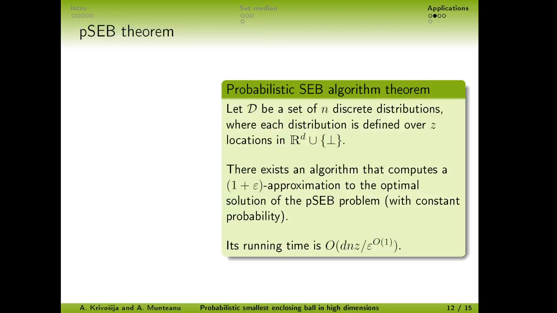We state now that there is a 1 plus epsilon approximation algorithm for the probabilistic smallest enclosing ball problem with constant success probability. Its running time is now only linear in D.